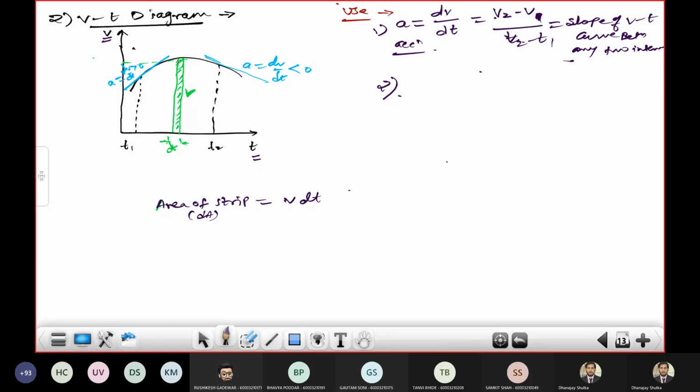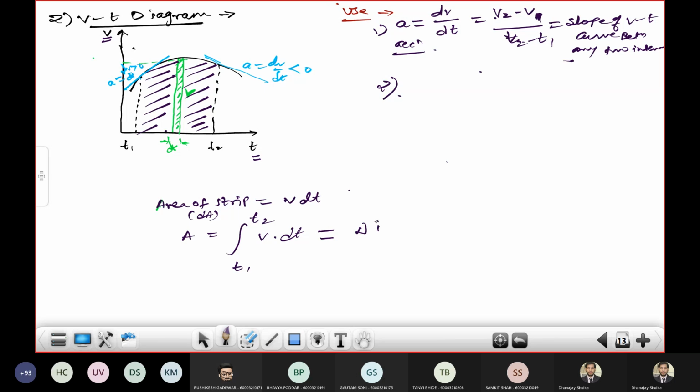Similarly, if I want to find the total area under this curve, how can I find it? I can integrate this, V dt, between the two time intervals T1 and T2. If I integrate it fully from T1 to T2, I will get the total area, correct? And what does this V into dt represent? This will represent the displacement.